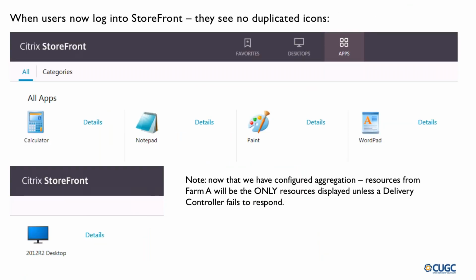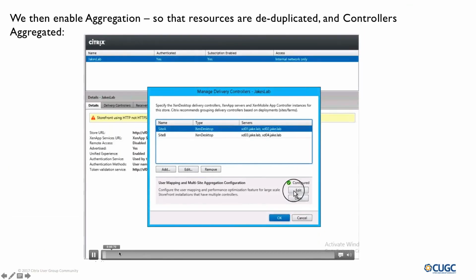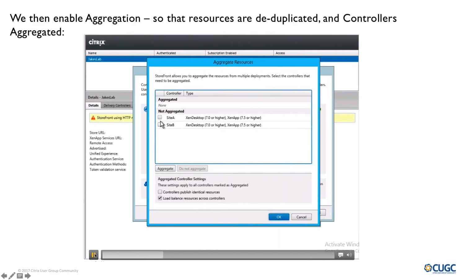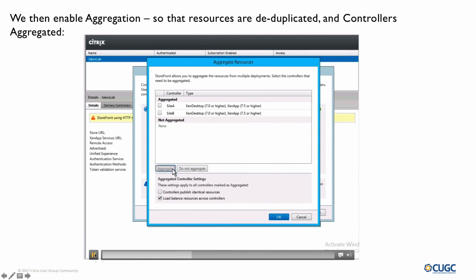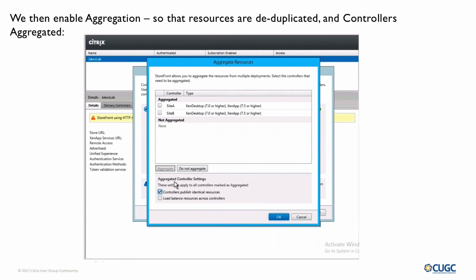Oops, sorry, let's go back on that. We tick both of those boxes. So both of our sites are now aggregated. And we need to tell StoreFront that our controllers are publishing identical resources. That's really important. If we don't do that, we won't get the setting that we want. That box is what tells StoreFront to deduplicate the published resources.